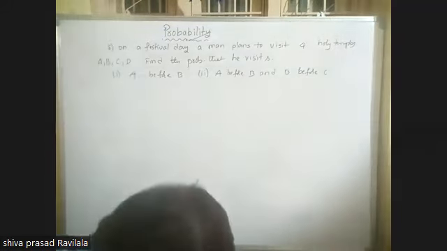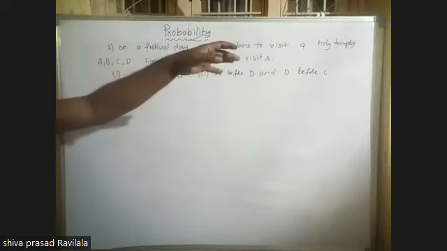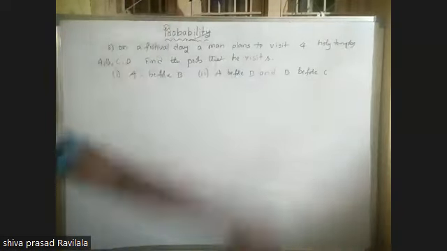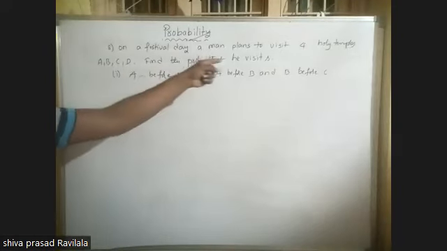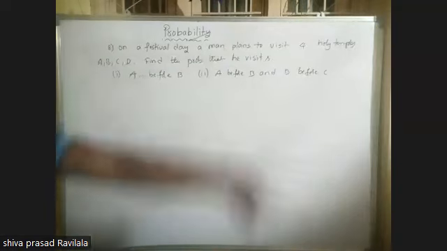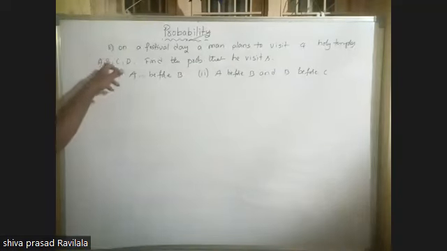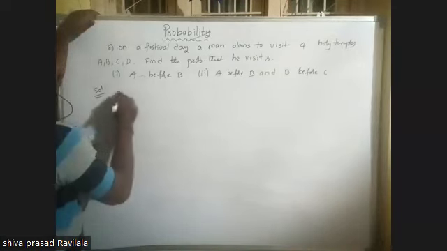Once you read the question properly: on a festival day, for example, I am going to visit 4 holy temples. Not nine temples, let us assume 4 temples. They are A, B, C, D. Then find the probability that he visits A before B, and second, A before B and B before C. How many temples are given? 4 temples. In how many ways can these 4 temples be visited by me? Can anybody say what is n of S?